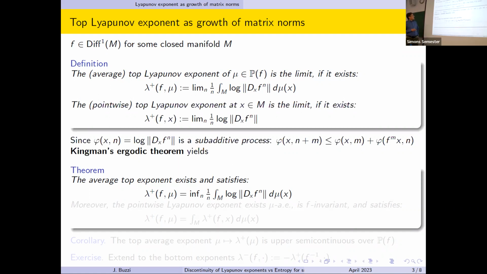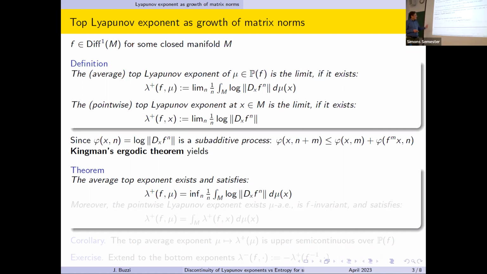Now you have a pointwise top Lyapunov exponent, which is the same kind of quantity, but you look just along one orbit. Maybe it exists, maybe it doesn't exist. If it exists, this is what I call lambda plus of x, and the first one was lambda plus of mu.